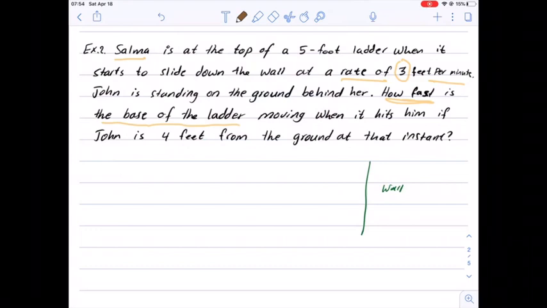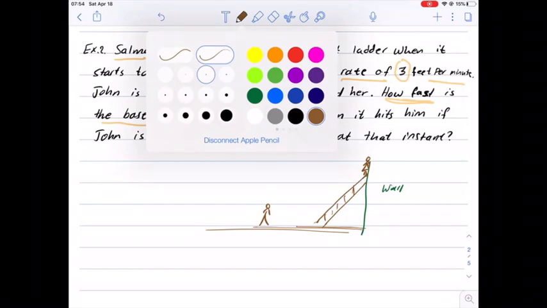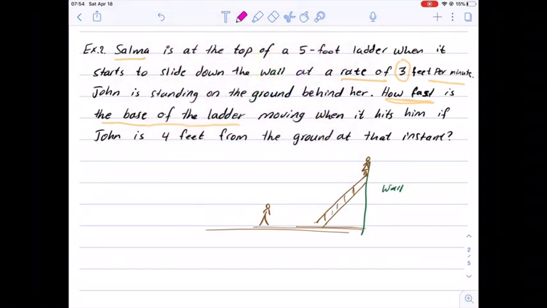We have a wall here and a ladder standing on that wall. And Selma is here. John is here. Now the ladder slides down at some rate, 3 feet per minute.